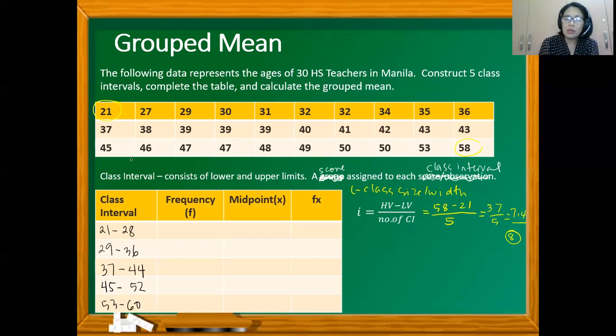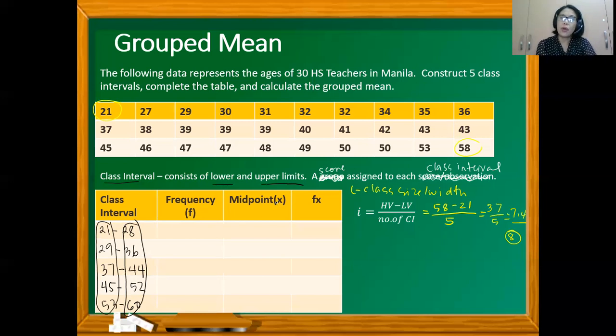So the lowest value should be within the first class interval, and it should be the first lower limit, while the highest value should be within the last class interval. Not necessarily must the highest value be the upper limit. So these values are the lower limits, and these ones are the upper limits. And this is the composition of the class interval, the lower limit and the upper limit.